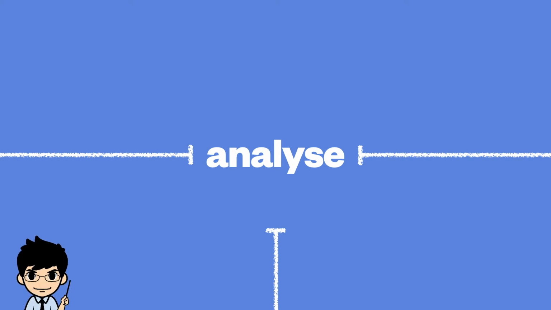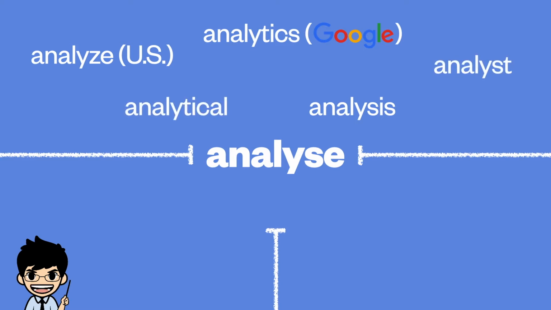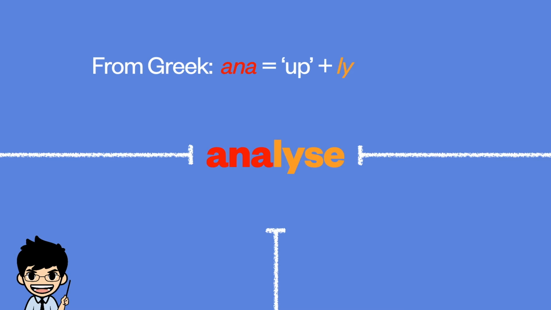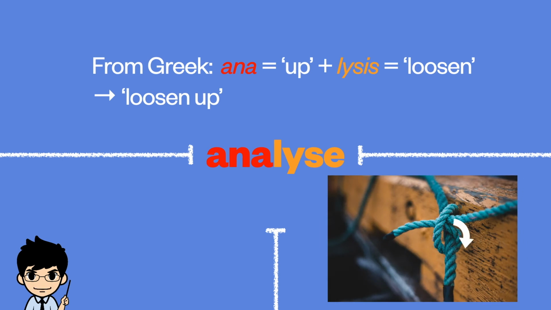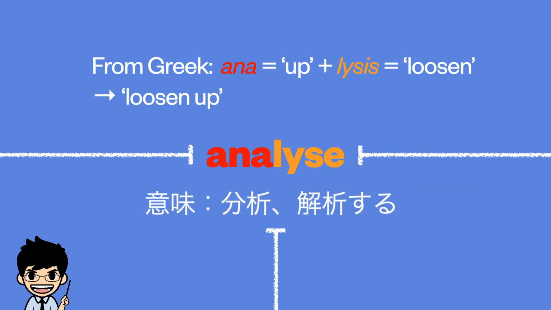Our first word is analyze. You probably know Google Analytics. This is the same family. By the way, the American spelling is with a Z. The person doing the analysis is an analyst, and you have words such as analytical. Analyze comes from Greek. The prefix ana means up, and the suffix lysis means loosen. So the original meaning of analyze is to loosen up, like a tight knot. So you see, the meaning is very close to the Japanese words as well.